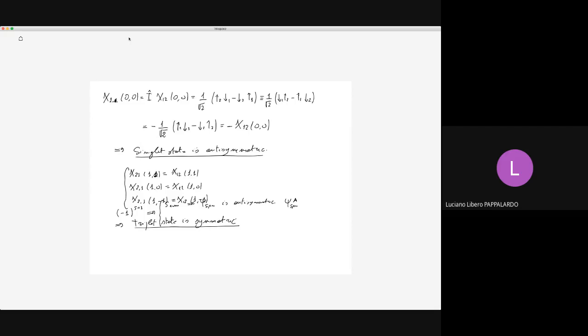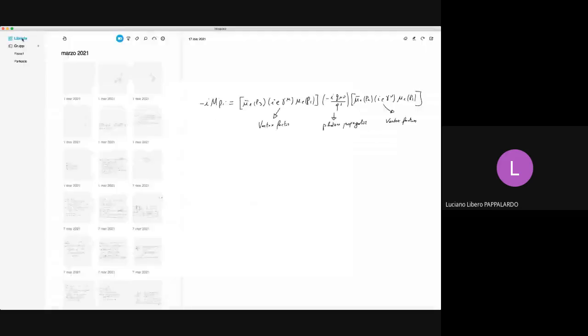I'm sorry, I'm overlaying. Sorry, I have to change page. Let me repeat on a new page. Okay.